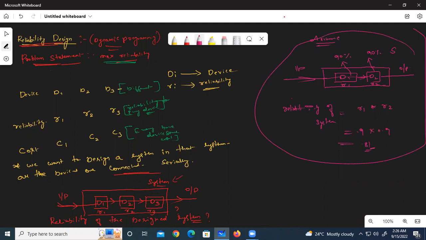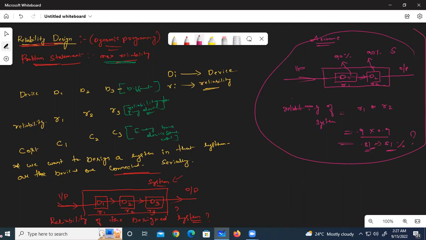See, we got 90%, 90%. I am going to consider this one as 0.9, and 0.9. When you multiply, 9 into 9, you are going to get 81, nothing but 81%, totally 81%. Still, we are not able to achieve the 100%. Yes or not? So that is the reason.